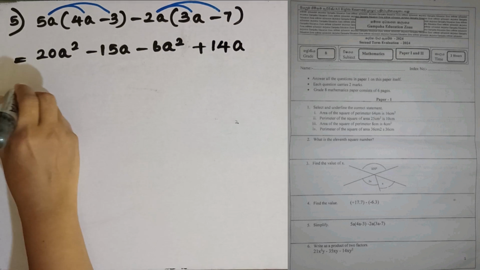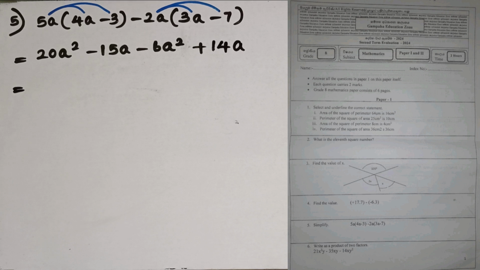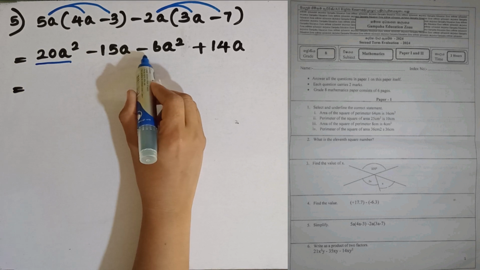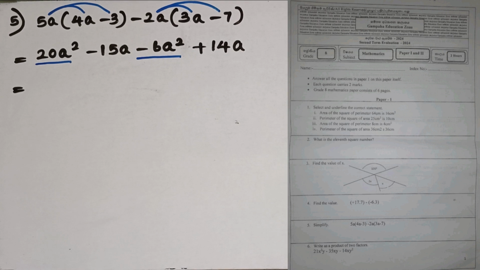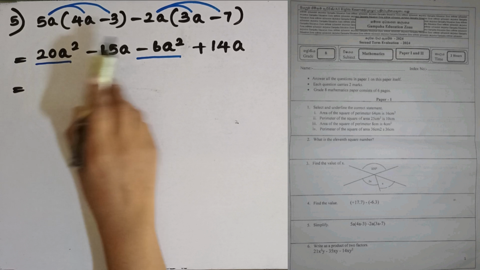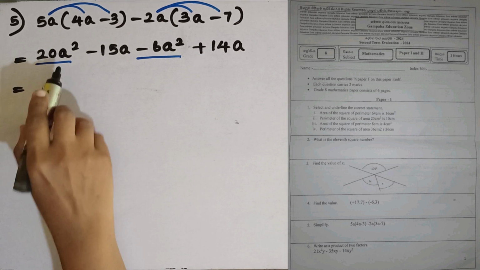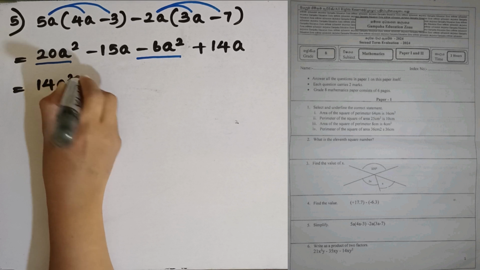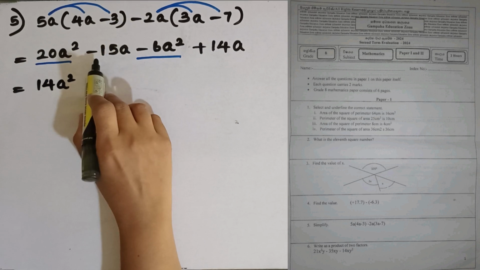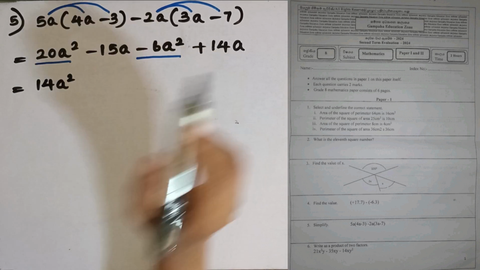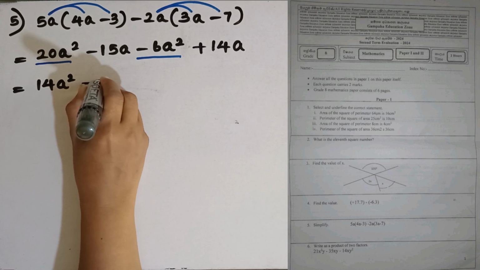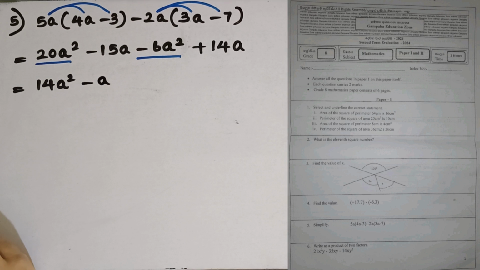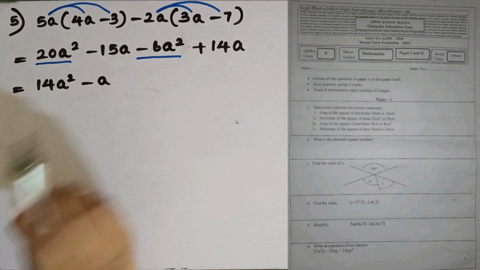Now we have to simplify the like terms here. 20a squared and minus 6a squared are like terms. 20a squared minus 6a squared, so the answer is 14a squared. The other two are also like terms: minus 15a and plus 14a. The simplification is minus a. This is the last answer. We can take a out also here.